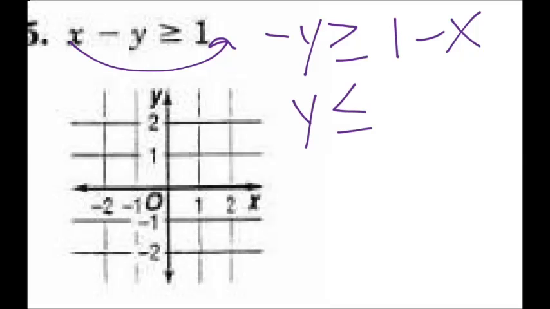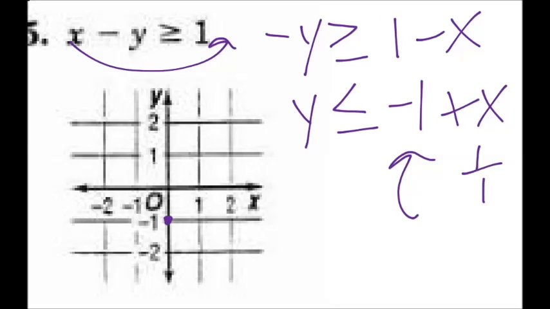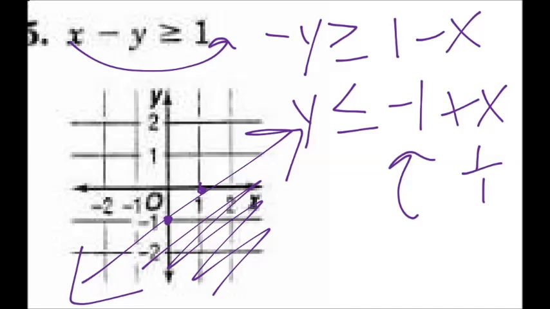Got to get y by itself, so we move the x. Negative y is greater than or equal to 1 minus x. Change all of your signs, including your symbol. Y is less than or equal to negative 1 plus x. Negative 1 is your first point. Your slope is 1 over 1, so you go up 1 to the right 1. It is solid, points to the y, so you shade below.